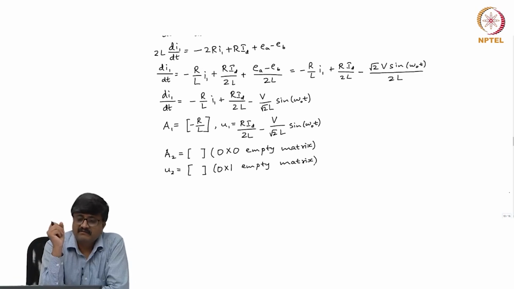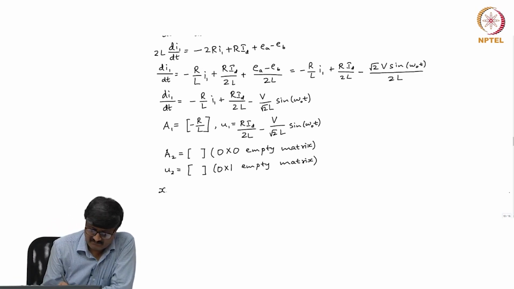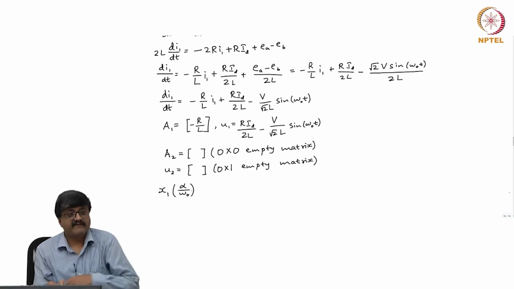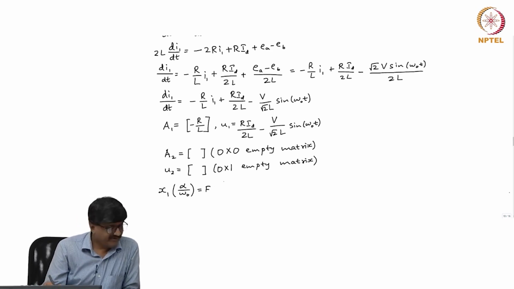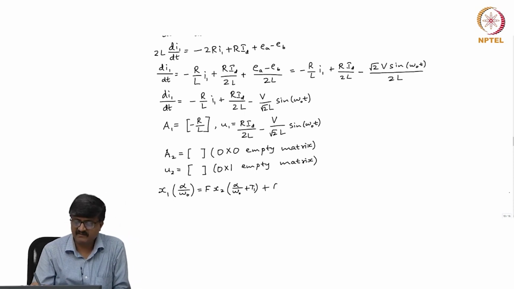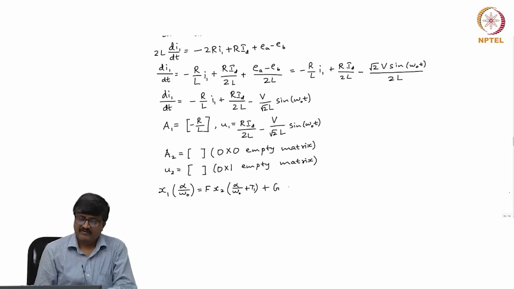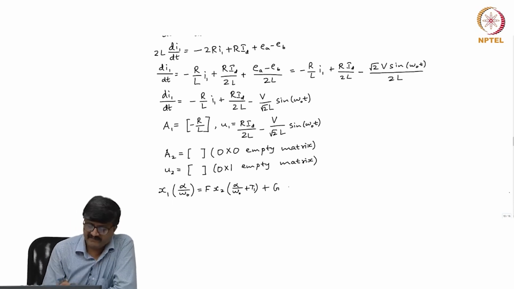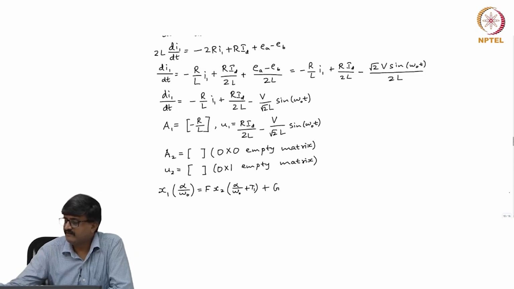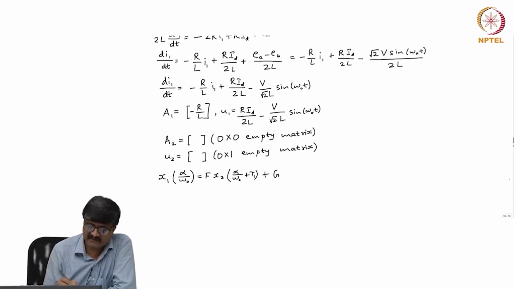Now, we have to obtain f and g. There is an equation relating f and g. If I take x1 at alpha by omega o, this is equal to f into x2 at alpha by omega o plus t1 plus g. I have to use this equation and find f and g. So, x1 at alpha by omega o is nothing but x1 is I1, so I1 at alpha by omega o.